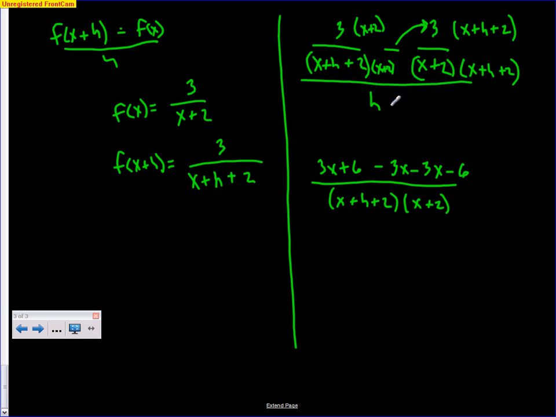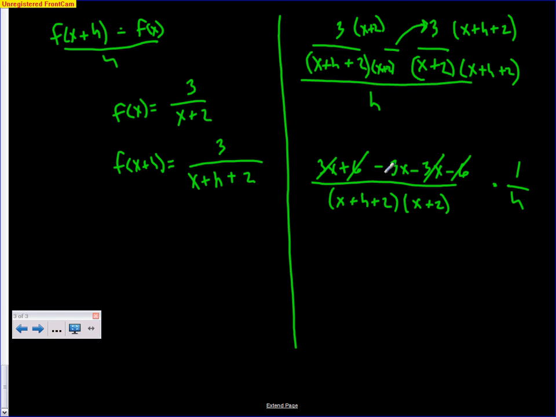Now, all of this is divided by h, but I'm going to make this a little bit easier. Remember, dividing by a value is the same as multiplying by its reciprocal. So instead of putting a big divide by h here, I'm going to multiply by the reciprocal of h, which is 1 over h. So on top, what's going to happen here? 3x, negative 3x, cancel, awesome. Negative 6. Positive 6. They cancel. That's awesome. That's very good.